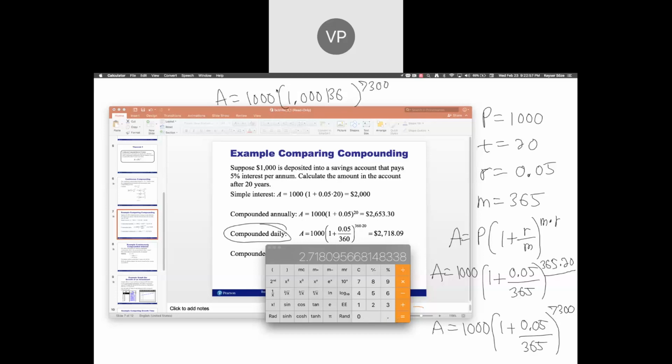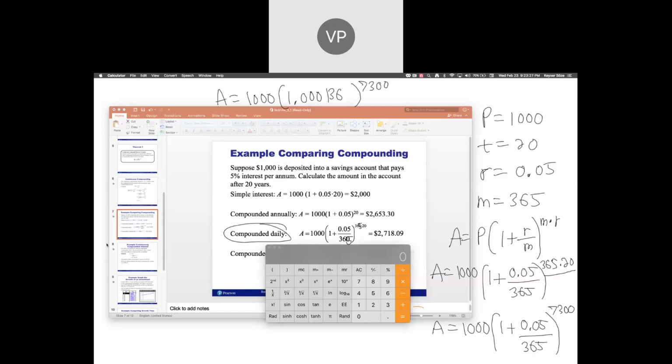Now this right here is everything to the right, the parenthesis to the power. And lastly, I just multiply that by 1,000, because that's what's in front here, my principal. And you see I get $2,718.09. So they got the right answer. Just so you guys know, this should have been a 5 for the 365, and that should have been a 5. Like I said, I think that was just a little typo, but they calculated it correctly.